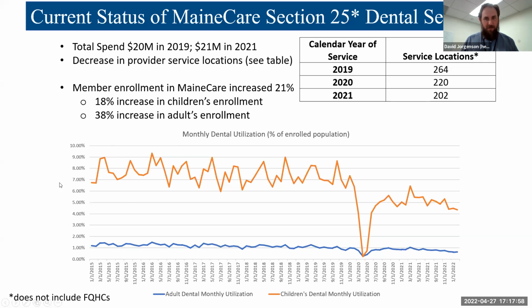As you can see from this trend graph, when the pandemic hit, dental services were extremely impacted. This is the percent of members who received any dental services within each given month. The orange line up top shows children's utilization, and the blue line at the bottom shows adults.